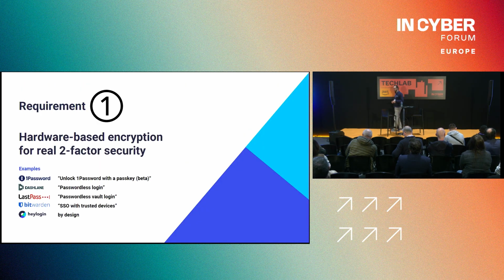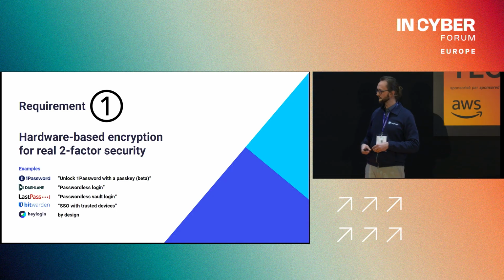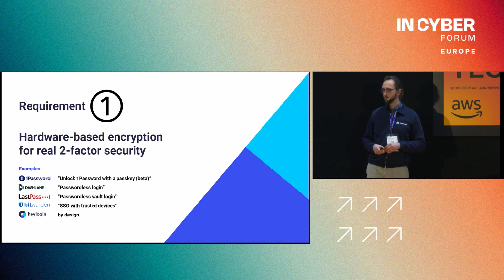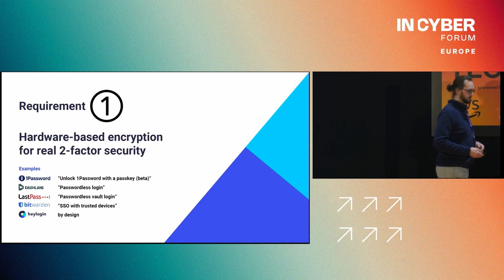Yeah, that's part one. Just to give you a small overview, in 2026, the first requirement is that we do hardware-based end-to-end encryption with two-factor security. And if you check out, I put all the American competition here. 1Password, they now have this in beta. It's called Unlock 1Password with a passkey. What they mean is a device-bound passkey, right, on a security chip. Then Dashlane calls it passwordless login. LastPass calls it passwordless vault login. And Bitwarden, SSO with trusted devices. And we also implement that by design.